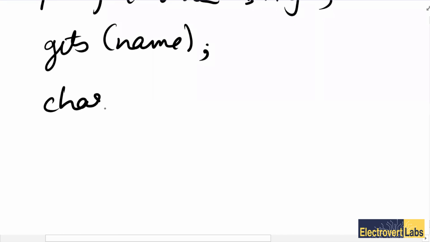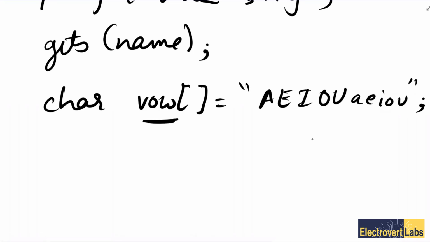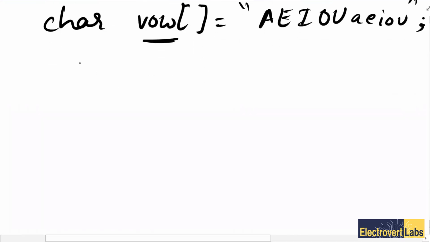Then I make a string of my own containing all the vowels. What are all the vowels? A, E, I, O, U capital and a, e, i, o, u small. So if a character is a vowel, it will be present in this string VOW. Now I just have to extract each and every character from the name string which the user has given, and check whether that character is present in this string or not, and if it is present, I'll count it using a counter. Let's see how we can do that.